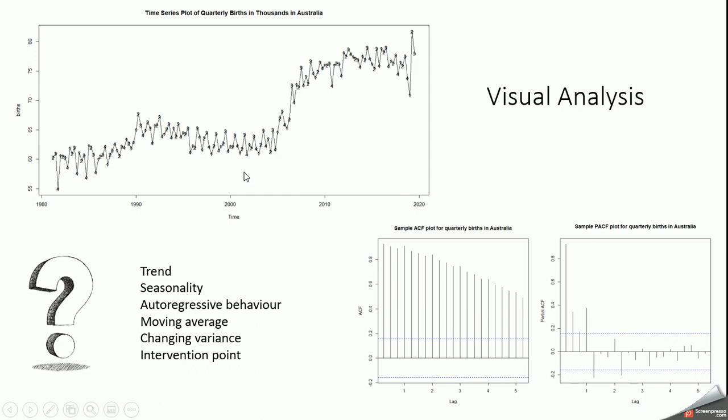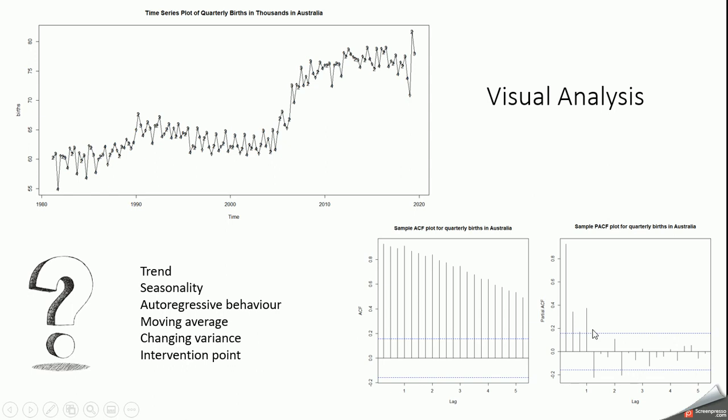In terms of autoregressive behavior, there is some, especially around 2008. Moving average, there's also moving average in this plot, quite obvious. In terms of changing variance, it's not very obvious, but there's definitely some changing variance in this plot. Intervention point, one might argue this looks like an intervention point, but because the trend goes back to being the same, I'm going to analyze this series as a whole.